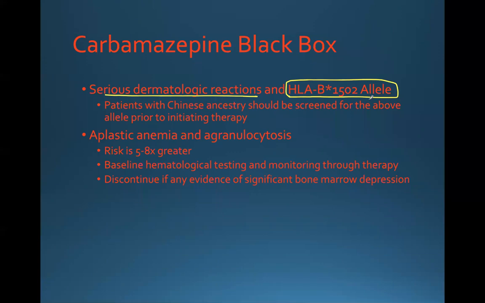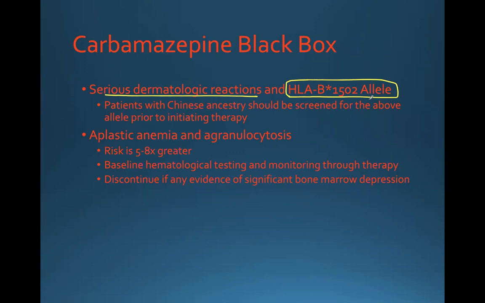But we can get this screening. The screening can be done. It is available. And if there is any hint of Chinese ancestry, they recommend that you screen to see if they have it. People with this HLA-B1502 are very, very susceptible to the development of serious dermatological reactions, and we're talking about Stevens-Johnson syndrome and toxic epidermal necrolysis. So those can be life-threatening, but even if they're not life-threatening, they are very serious diseases that can produce significant morbidity.